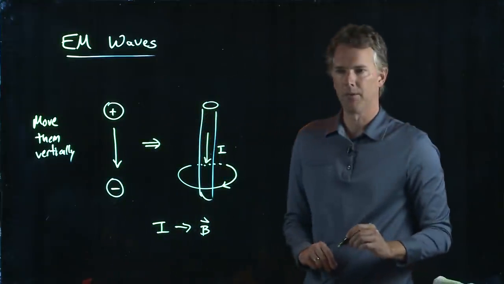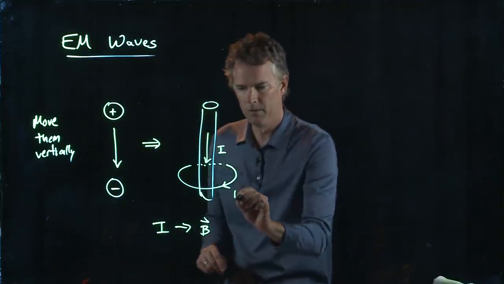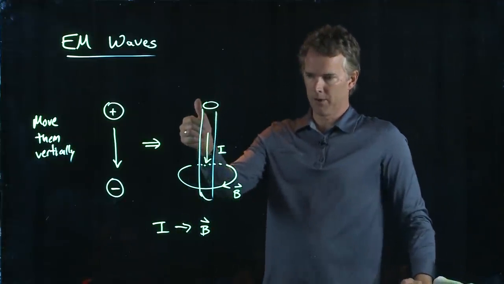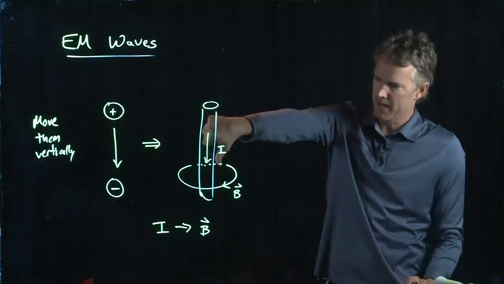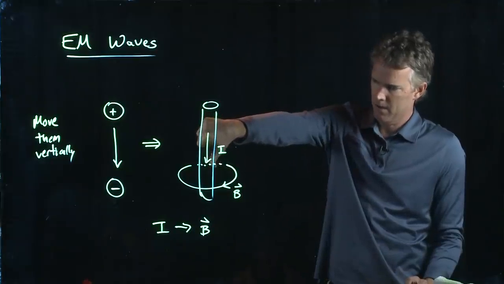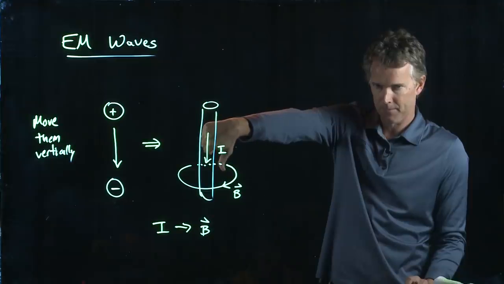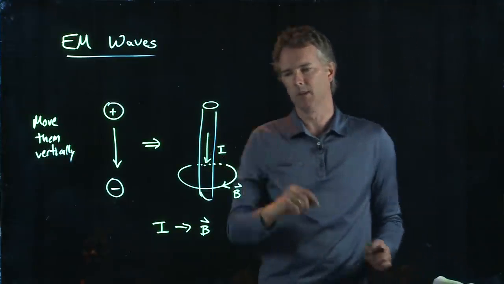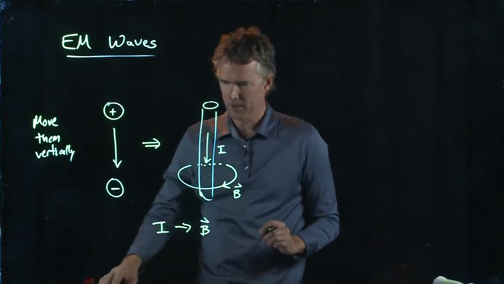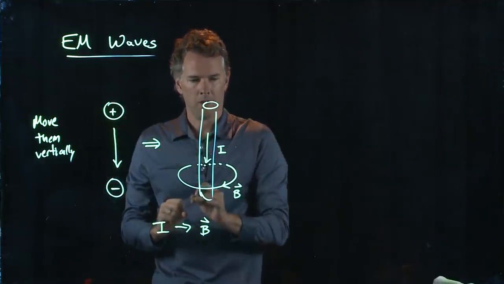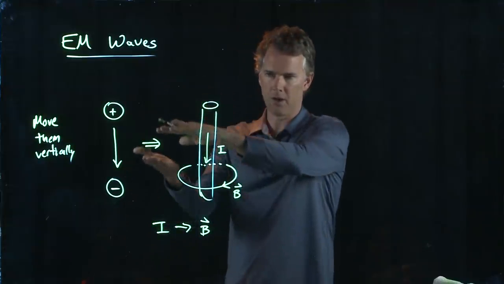Okay, and you can pick the direction based on the right-hand rule. Remember, you put your thumb in the direction of the current. So stick your thumb down in the direction of the current. Your fingers are going to wrap around in the direction of B. Okay? And so we get a B field that looks like that for this particular picture.